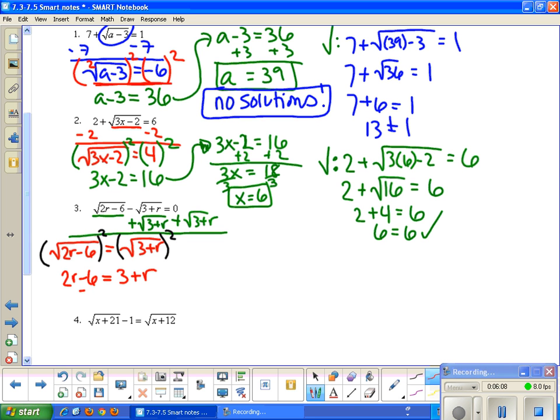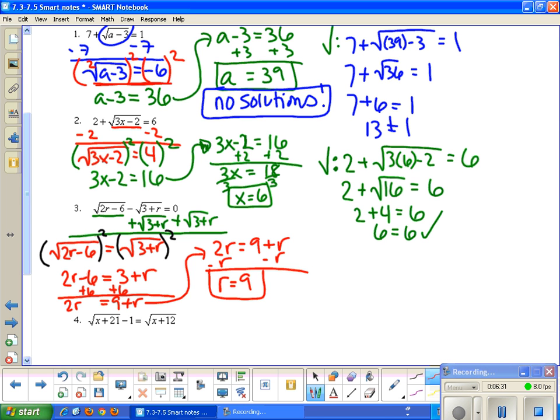So I'm going to add the 6. I get 2r is equal to 9 plus r, and then got to solve. So I'm going to subtract the r. And I get r is equal to a value of 9. I'm not done because I want to check this solution to make sure it works in my original equation. So let's check.